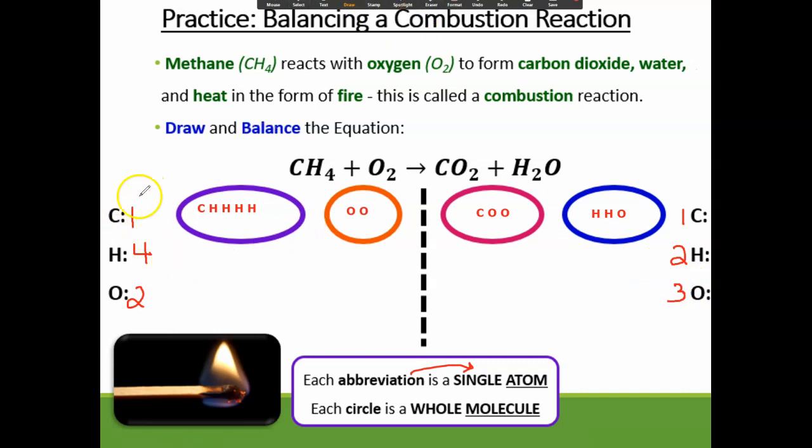So currently we have 1 carbon on the left, 1 carbon on the right, that's fine. We have 4 hydrogens on the left and 2 hydrogens on the right. That is not fine, we need to fix that. So I have 4 on the left, 2 on the right. That means my right side needs more. So again, we can't just add a random hydrogen over on the right side. You can only add more of what you have. You can only add additional big circles, big molecules.